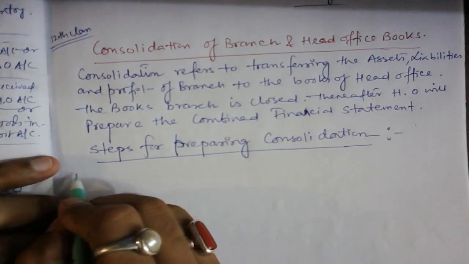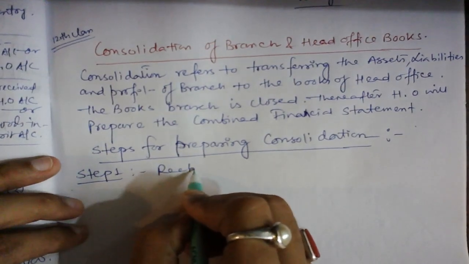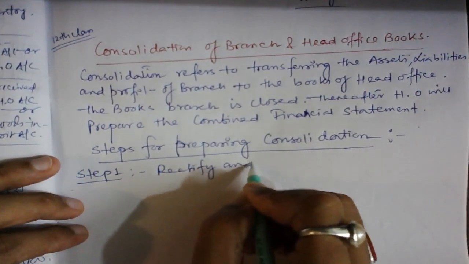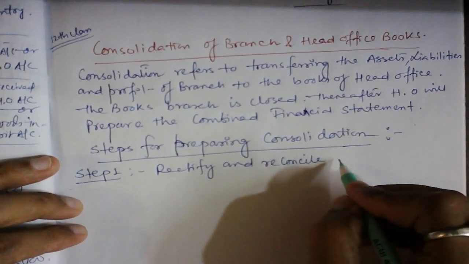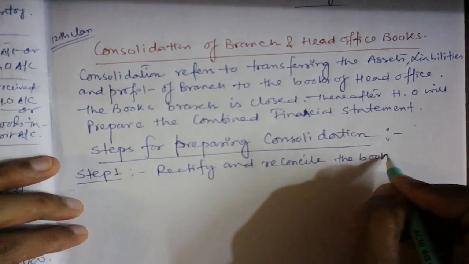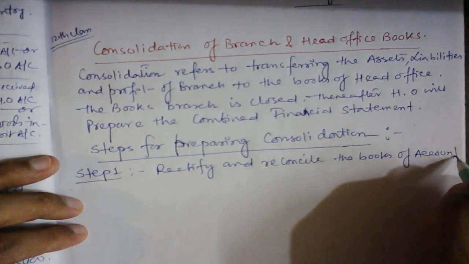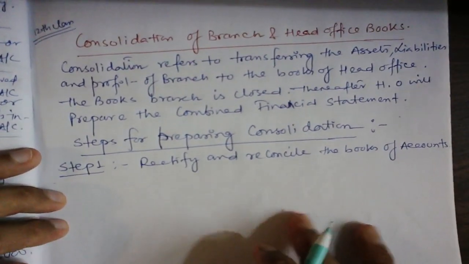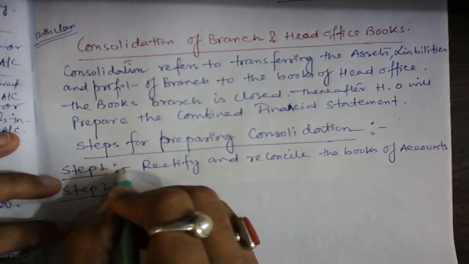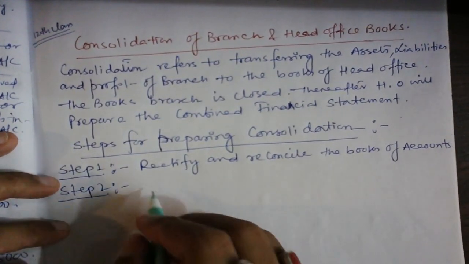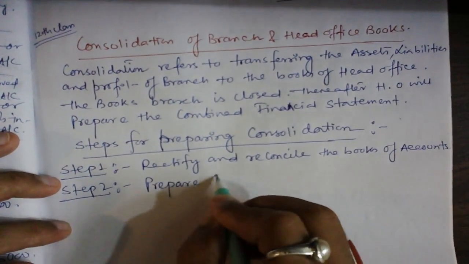So what are the steps for that? Step 1: rectify and reconcile the books of accounts. Definitely, if there is any mismatch in the books of accounts of branch or HO, then it has to be rectified first, and then the branch and HO books have to be reconciled. What entries are missing in the branch or HO, and what are not recorded as per the books of HO and branch, need to be recorded in the books of accounts, and reconcile these.